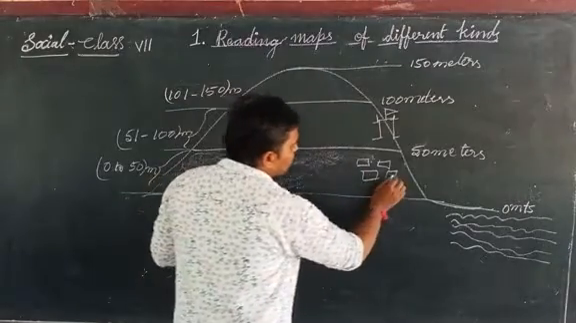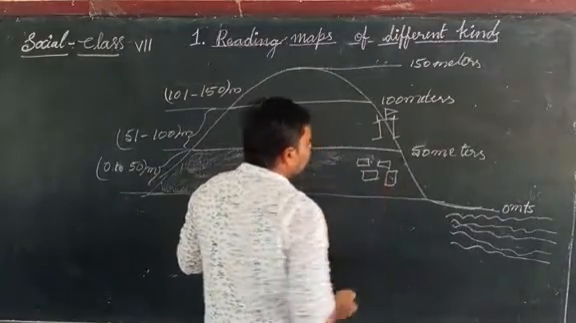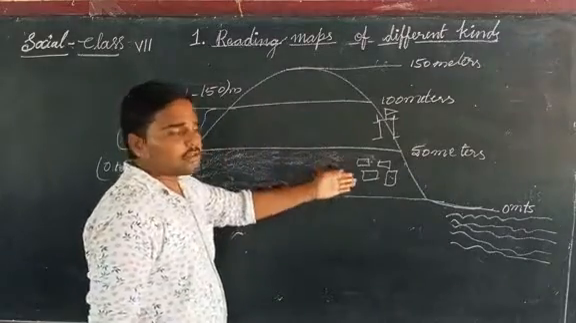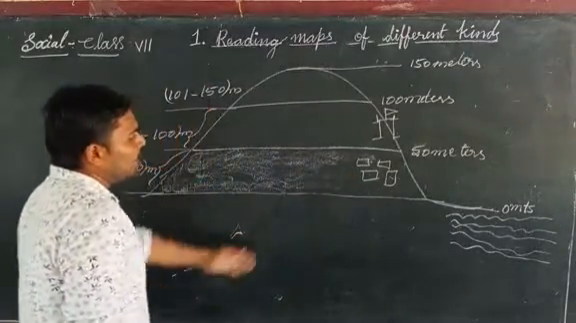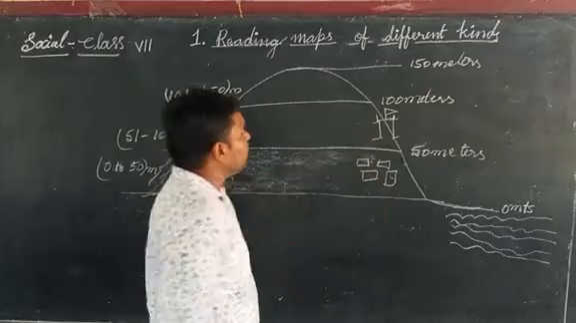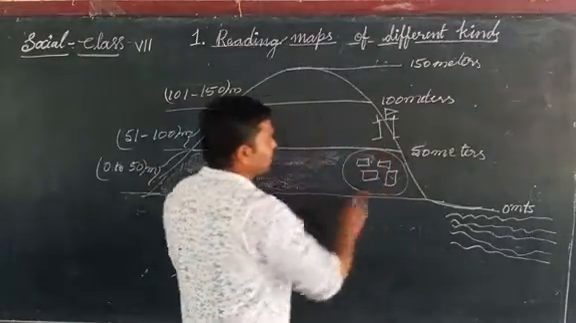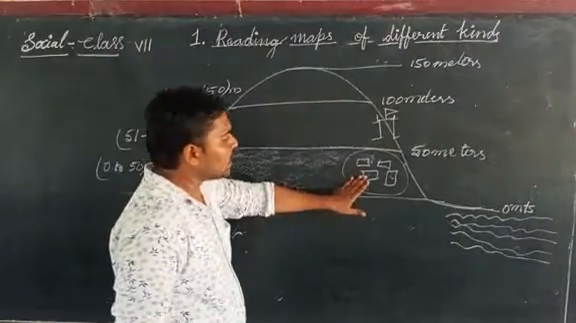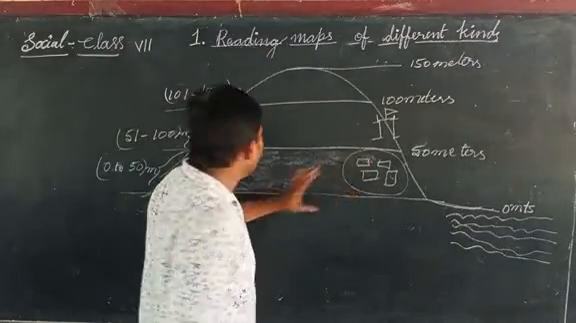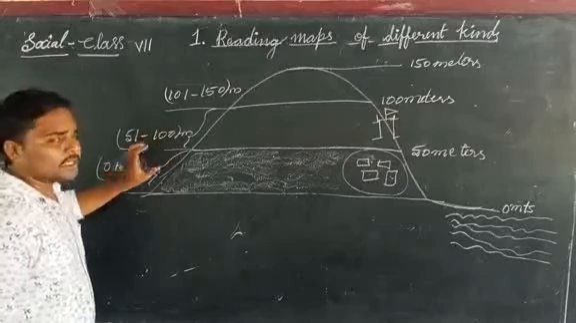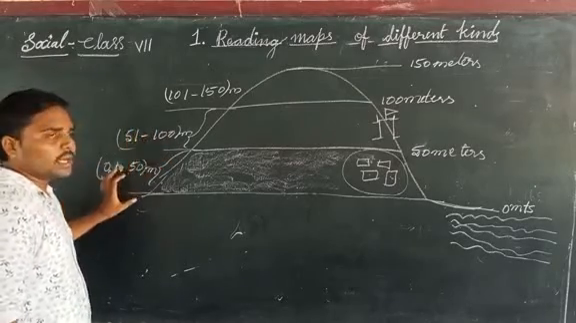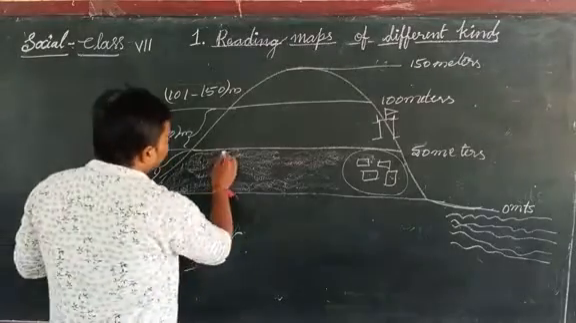Suppose there are so many settlements, how can you measure the height of settlements on the mountain? Okay, these settlements are located at the region of 0 to 50 meters, the 0 to 50 meters contour line. This is contour line number 1.